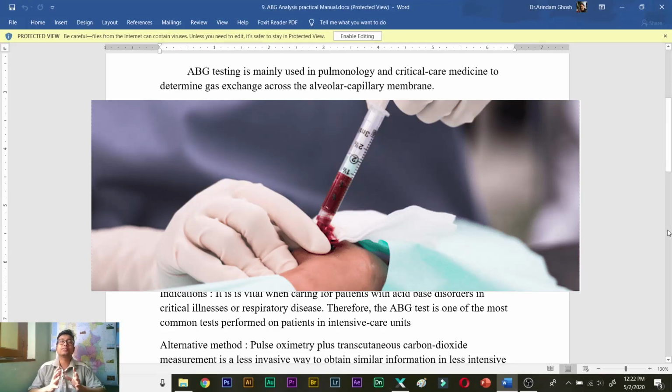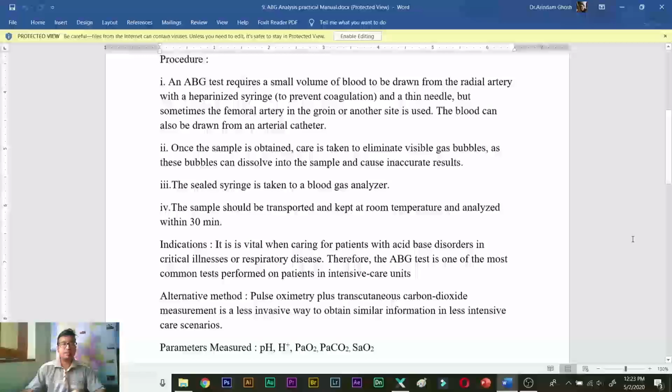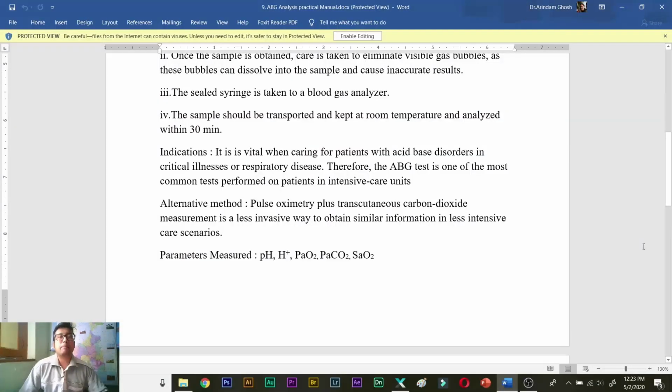So as a first year student, you need to keep a few things in mind. You don't need to know the procedure of arterial tap, you just need to know it. So number one, arterial tap; number two, heparinized; number three, no air bubble; and number four, it should be done within 30 minutes.